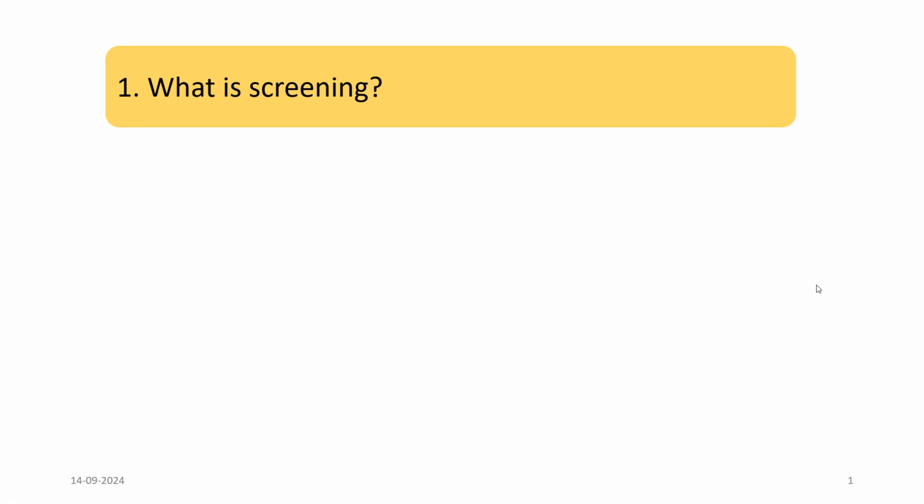So, the first question is, what is screening? Screening is a process of separating a mixture of particles of different sizes into two or more fractions.